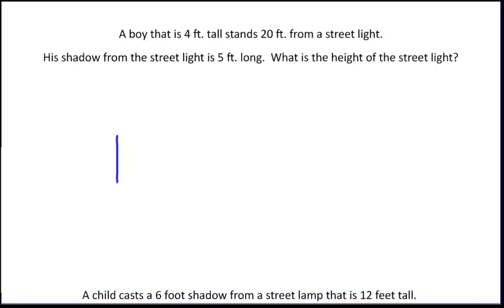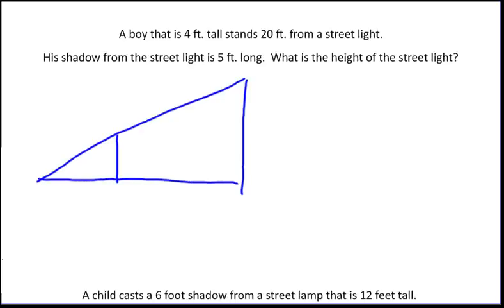This line will represent the height of the boy. This line will represent the streetlight. The streetlight casts a shadow because it cannot extend past where the boy is. The shadow is from here to here, and I'm also going to continue with that line.